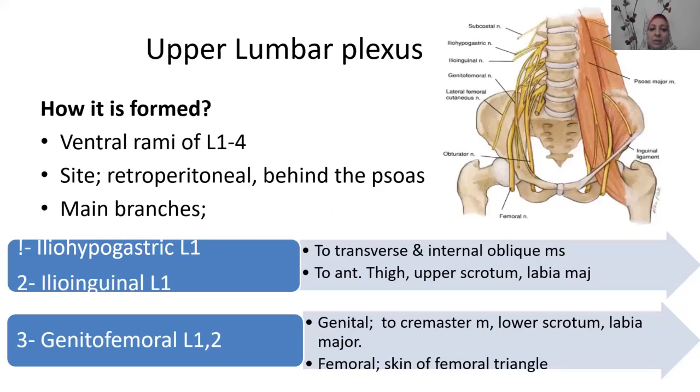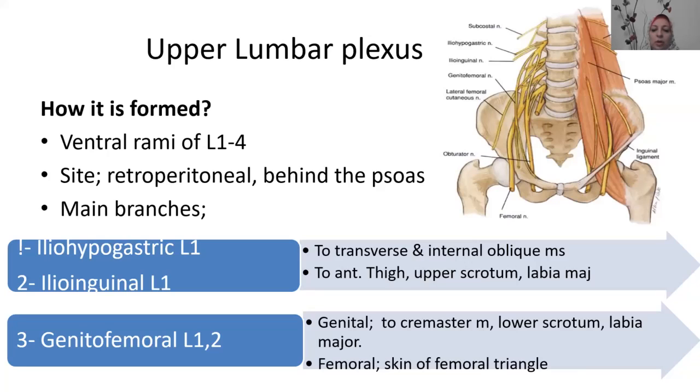The upper lumbar plexus is formed from the ventral rami of L1, 2, 3, and L4. It's located in the retroperitoneum behind the psoas muscle. Main branches are the iliohypogastric and ilioinguinal, both derived from L1. They give motor branches to the transverse and internal oblique muscles, and the ilioinguinal nerve gives sensation to the anterior thigh, upper scrotum in males, and labia majora in females.